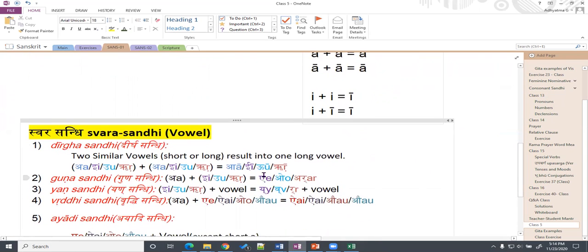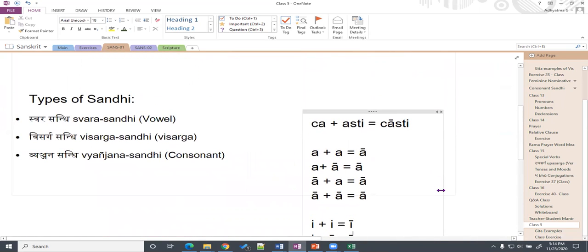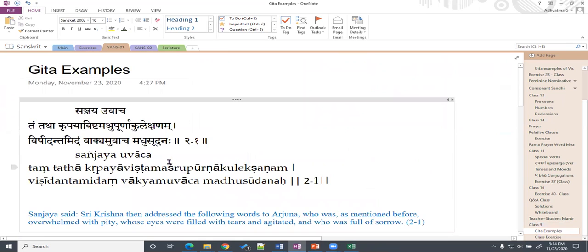This is fairly simple, and we'll see some examples. I'll take the examples from the Bhagavad Gita so that you can understand how these things are applied in real life. One of the purposes, or the main purpose, of studying Sanskrit is that we should be able to understand the scriptures, and therefore taking examples from the scriptures is the best way to see the examples in action.